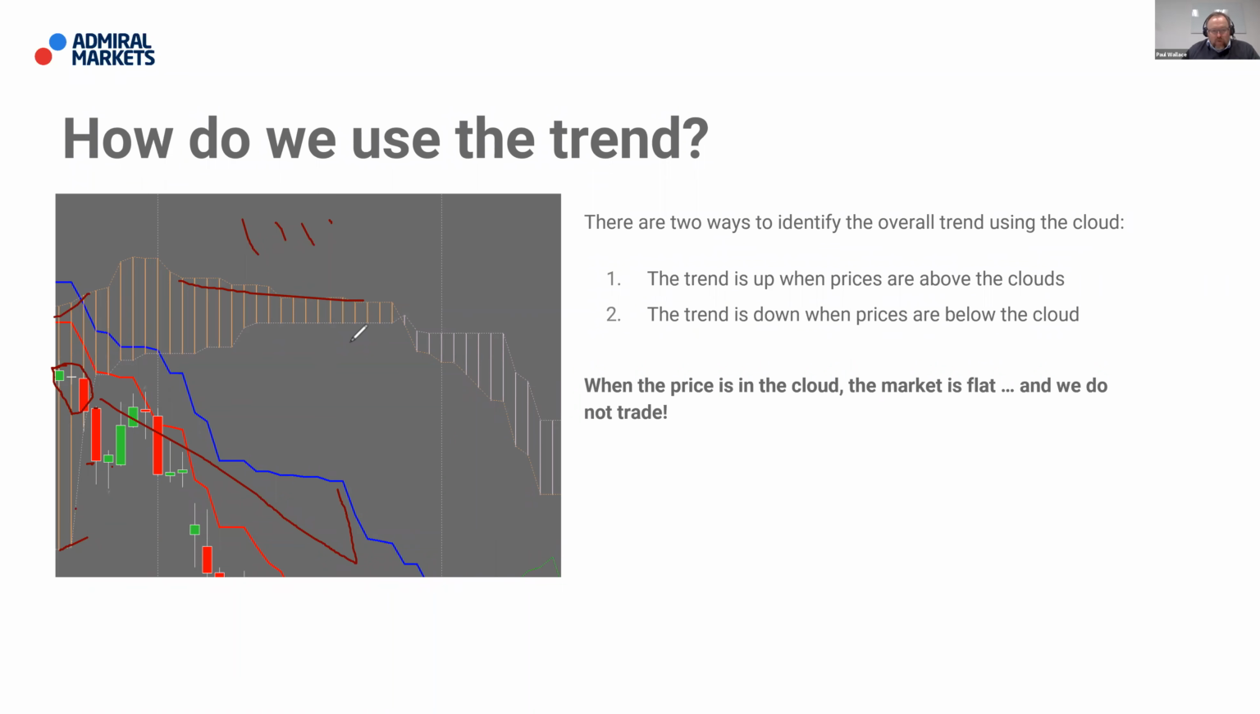So using that cloud becomes a very simple way for us to identify trends. Price above the cloud, we're bullish. Price beneath the cloud, we're bearish. Price inside the cloud, the market is flat. We don't want to touch it. Remember, Ichimoku is ideally suited to trading strong trending markets, and that's just what we're looking for, the opportunity to take long trending trades. So when price is inside the cloud, the market is flat and you do not trade. Take that on board. Very simple, but very clear.